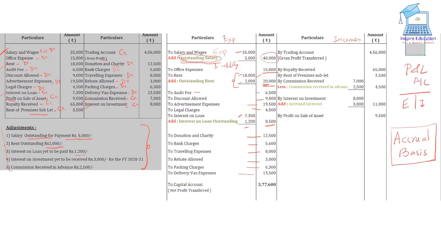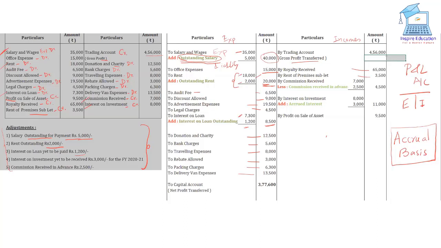Now we are preparing the income side. Trading account, 4,56,000. What is this? This is the gross profit. Since it is a profit, it will start from the credit side. So 4,56,000 is from the trading account. After that, royalty received 65,000. It is income. Rent of premises sublet, it is also income, 3,500.